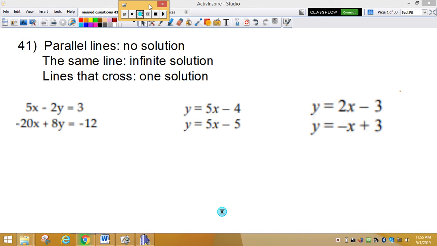So for 41, you need to know that parallel lines have no solution. The same lines have infinite solutions, and lines that cross have one solution. Let me give you an example of what these look like.